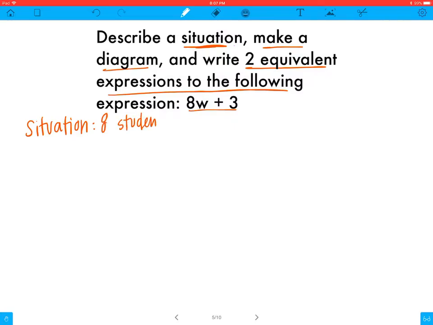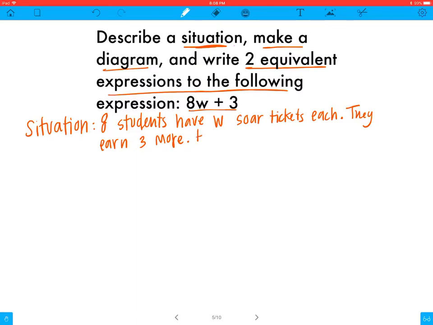So there's 8 of something, so 8 students. And they have, what would students have? You know what, they have W SOAR tickets each. I don't know how many they have, but they have W SOAR tickets each. Their teacher, they must be amazing, right? So they earned 3 more SOAR tickets from their amazing teacher. Maybe her name's Ms. Billman. I don't know. I mean, I'll just throw that one out there. So how many do they have total? Now, I added that sentence at the end just to help draw my mind to my end game, finding the total.